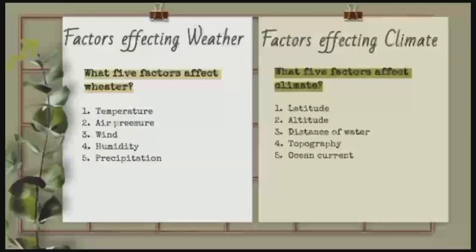There are 5 factors that affect weather, but now we focus on the 5 factors that affect the climate. These are latitude, altitude, distance from water, topography, and ocean currents. And now let's identify how these affect the climate.